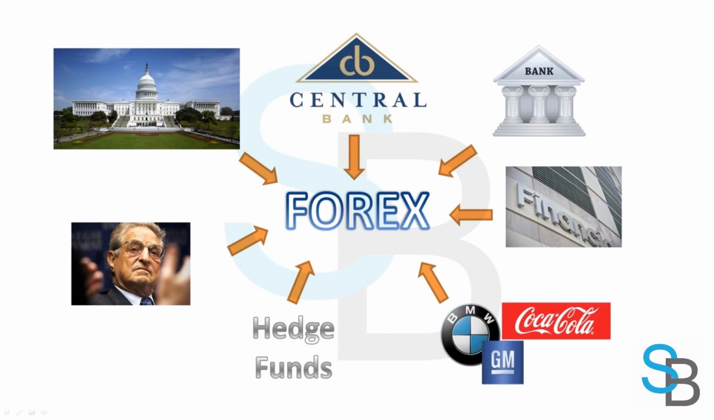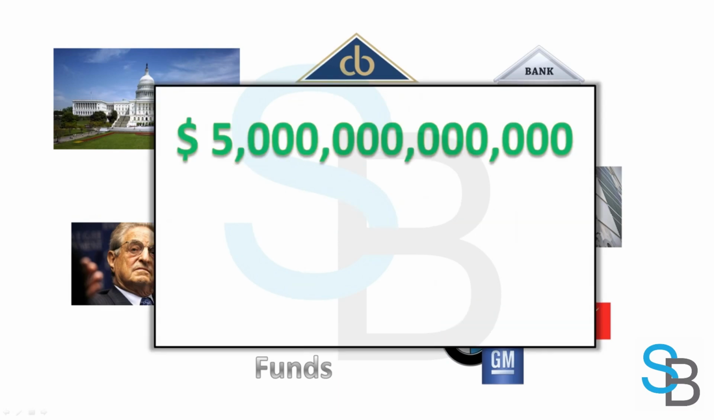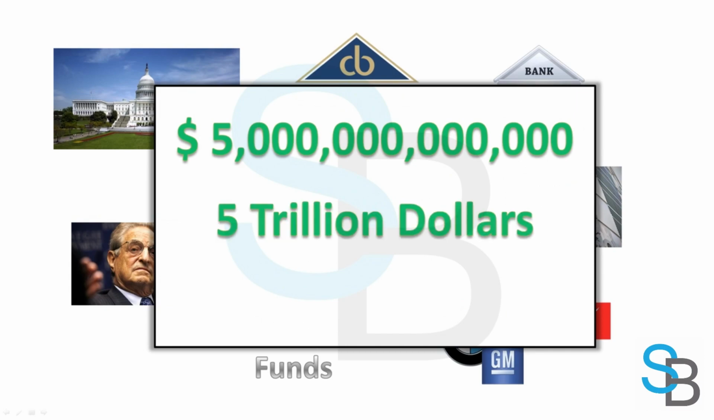So all of those participants together, as you can imagine, create massive volumes of money. And to be more precise, the volume of the forex market is $5 trillion. That is 5 and all those zeros behind it, and that is per day. $5 trillion goes through the forex market. That's an unbelievable amount of money.